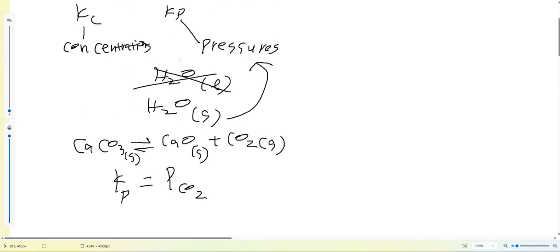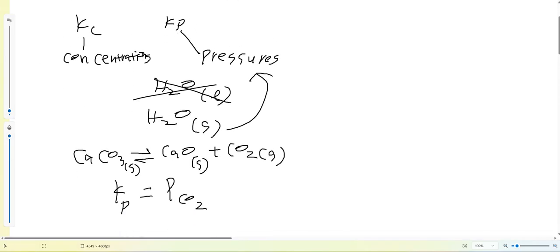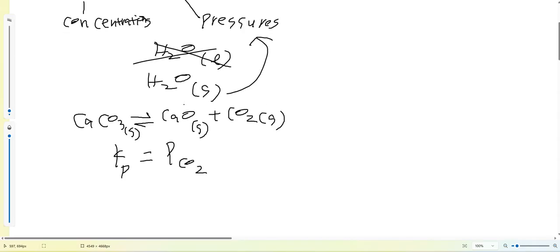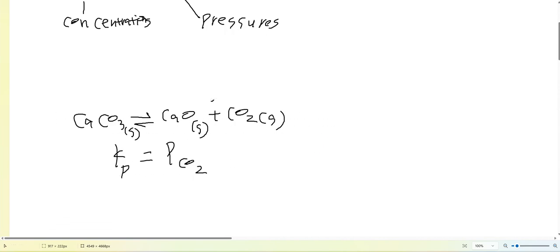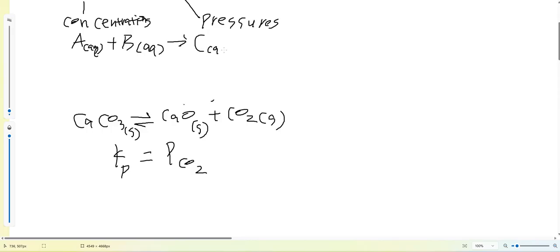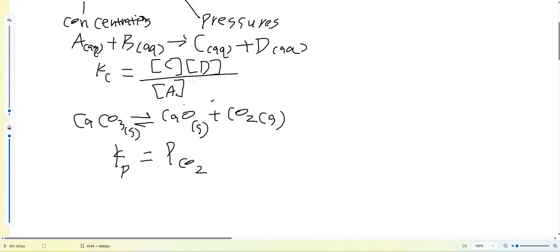The reason why is actually how K is calculated. So K is calculated by, let's go ahead and erase this up here, right? So for the reaction A aqueous plus B aqueous turns into C aqueous and D aqueous, the Kc equation is going to be equal to the products C, D, over the reactants A, B.